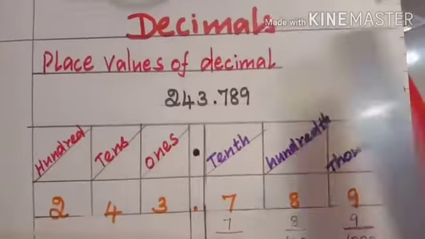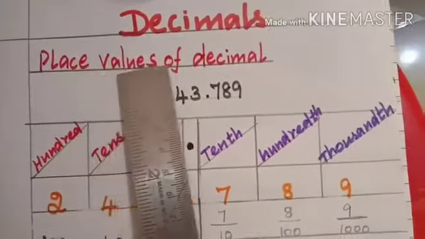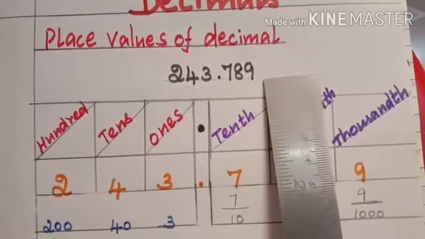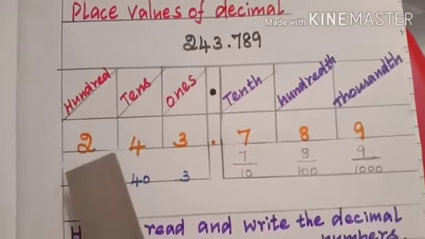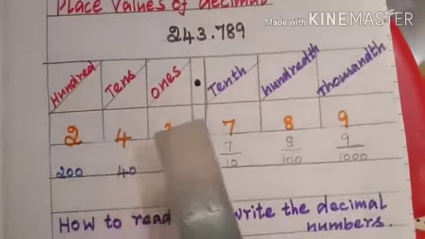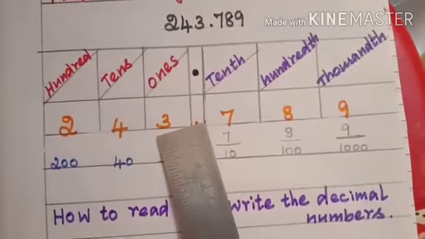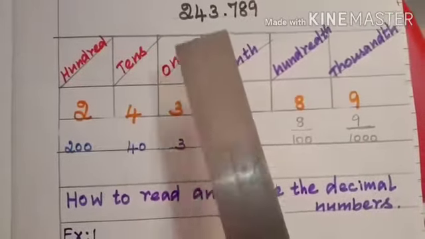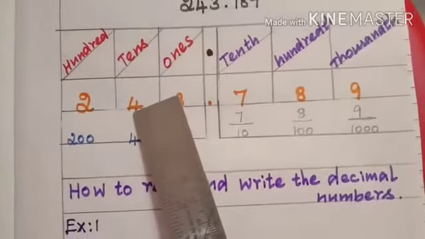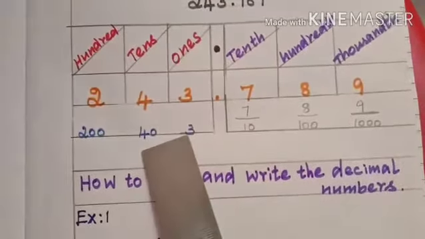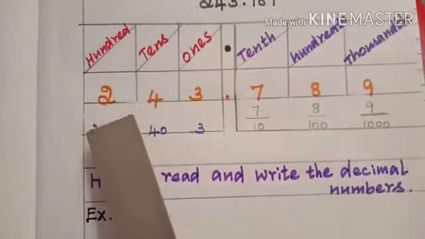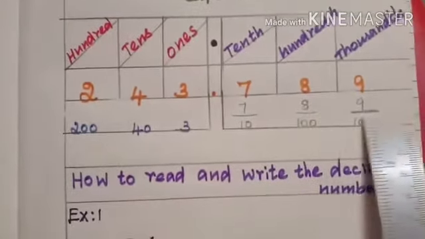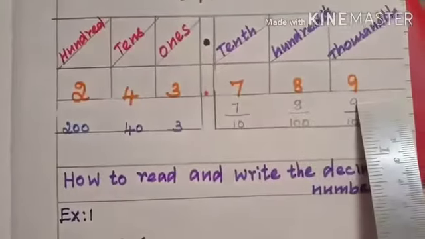Next, let us learn how to read and write decimal numbers. Before that, we have to know the place values of decimal. Let us take the decimal number 243.789. This is the place value chart. Here 243 is a whole number. What is the place value of 3? Yes, good. 3 ones. Here what is the place value of 4? Good. That is 4 tens. That is 40. Here what is the place value of 2? That is 200. Here the decimal point separates the whole number and the decimal part.